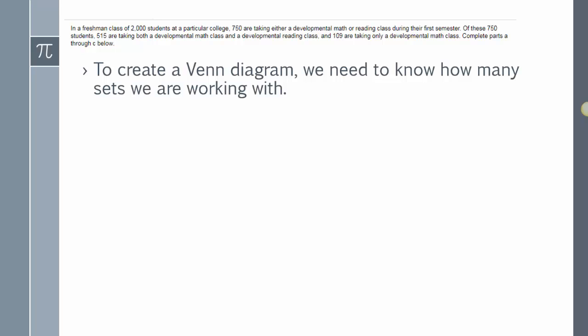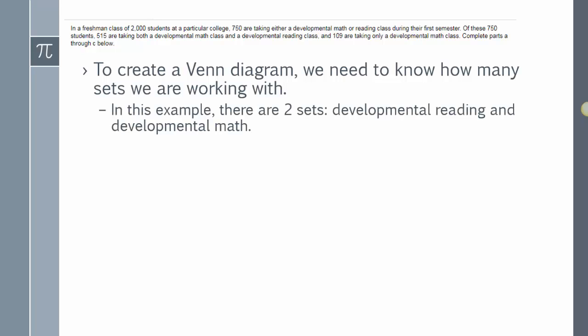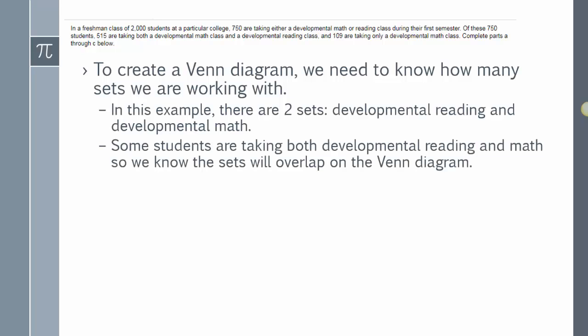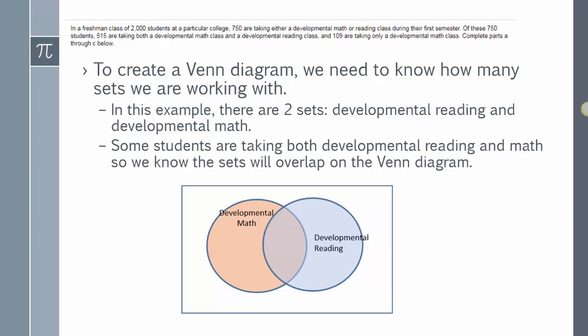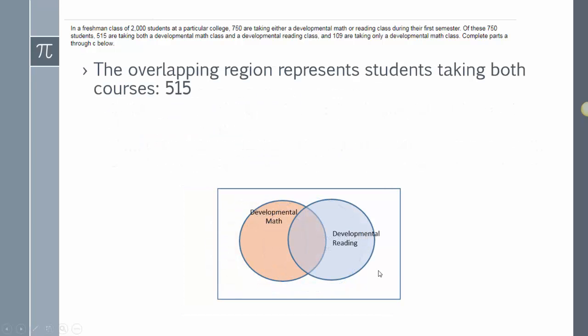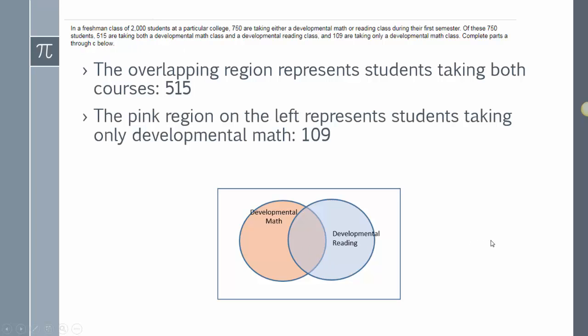So we need to know how many sets we are working with here. We're actually working with 2: developmental reading and developmental math. Some students are taking both, so we know that those sets are going to overlap on the Venn diagram. It's going to look something like this. So the students that are taking both will go in this region here. And in that region, it told us there were 515 taking both, so we're going to go ahead and put that into the center region. The 109 are only developmental math, and they're going to go in this region right here.